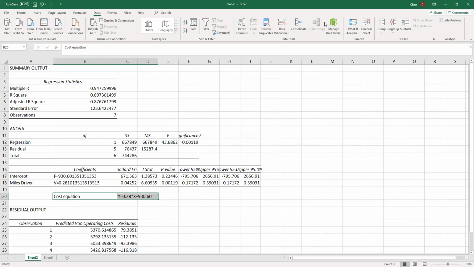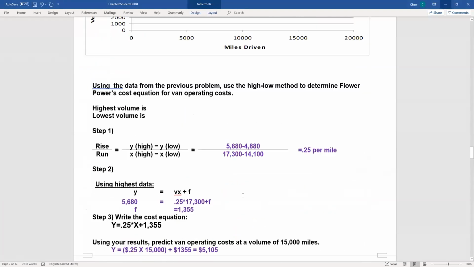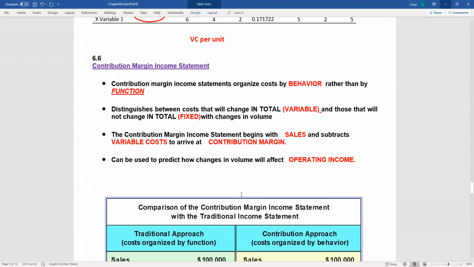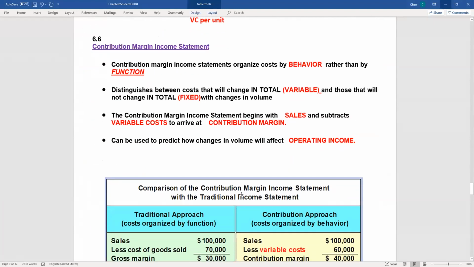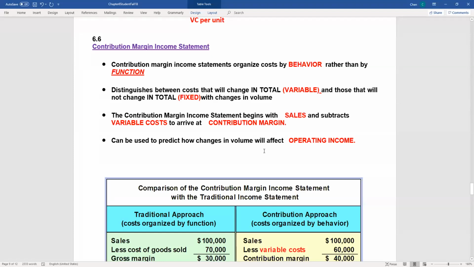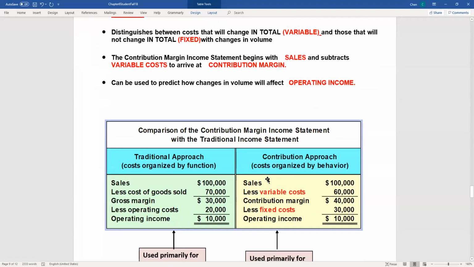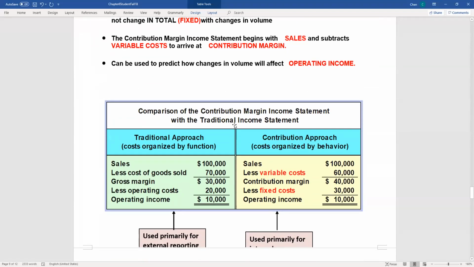So this is how we pull out the results from our coefficients. Okay, let's go back to our Word document. So this is a regression. The last thing in this chapter that I want to talk about is the contribution margin income statement. So the contribution margin income statement is different from a traditional income statement. You can look at this table here.